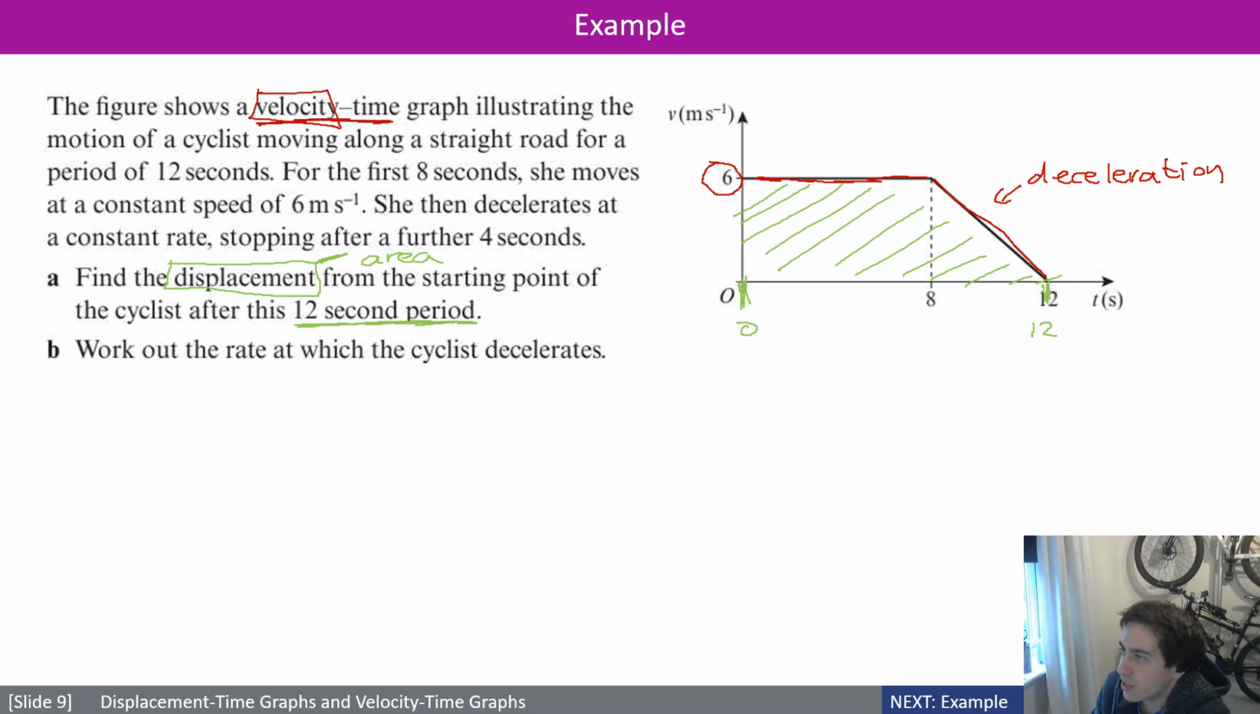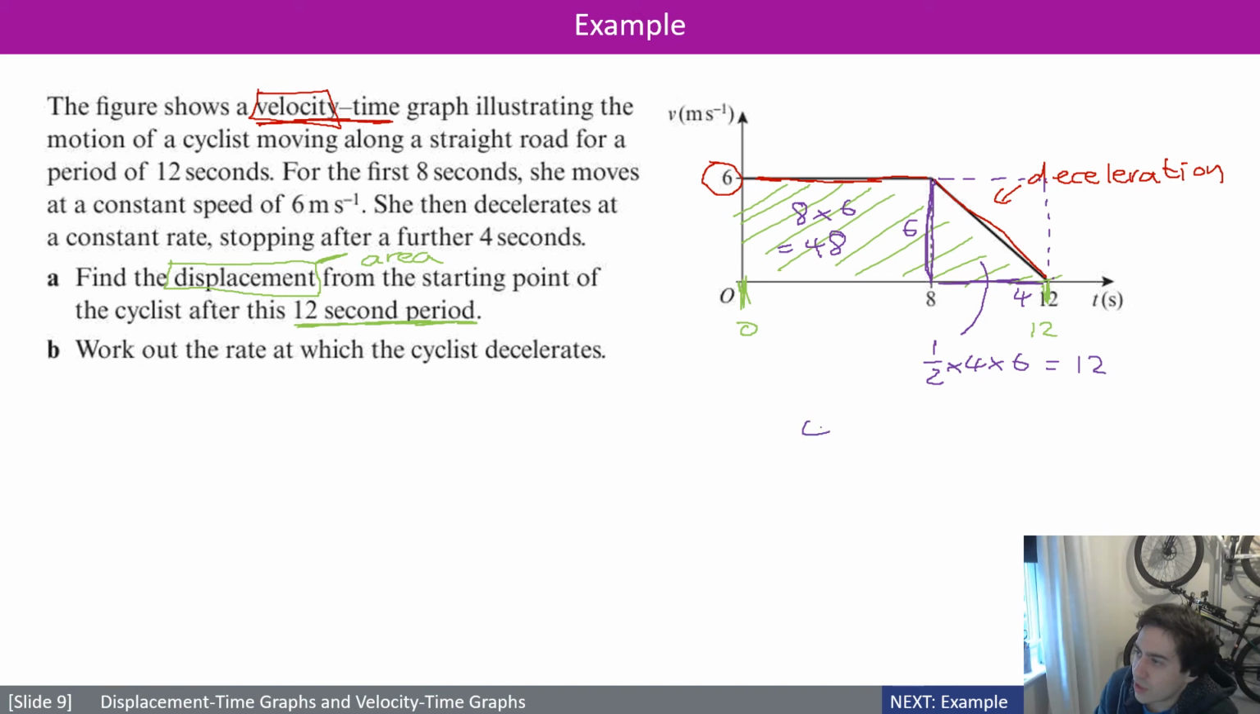So we chop it up into 2 sections. Here we go. This area here is 8 times 6, nice and easy, 48. And then what about this one? Well, this is effectively half. I don't know if this is square or not, by the way. In fact, we'll see in a moment it's not. This is a height of 6, and this is a width of 4, but it's a triangle. It's just half base times height, isn't it? So we're going to do a half times 4 times 6, and we get 12.